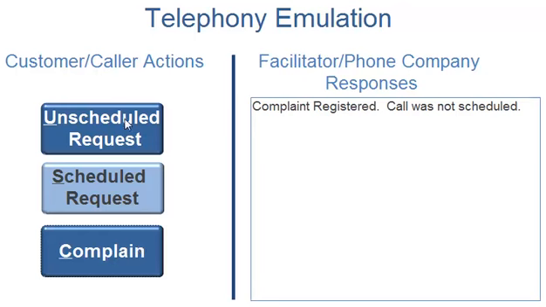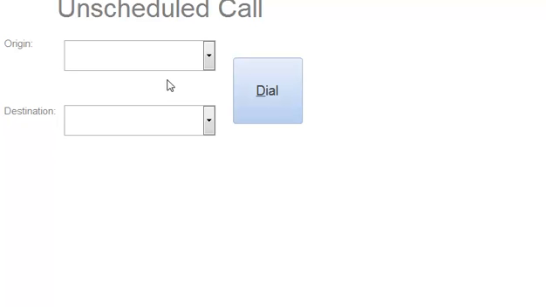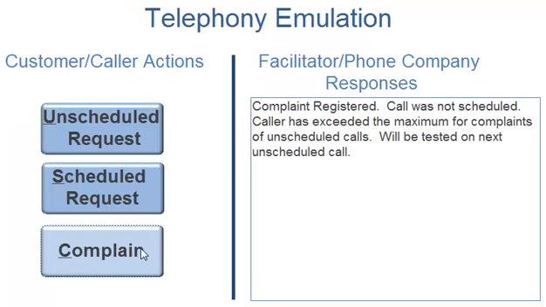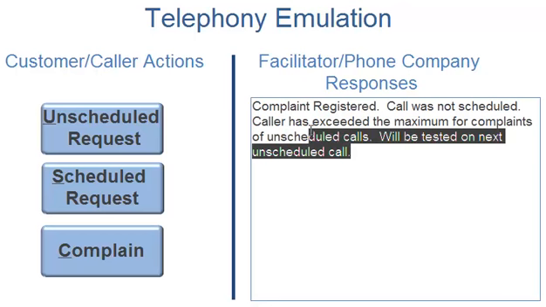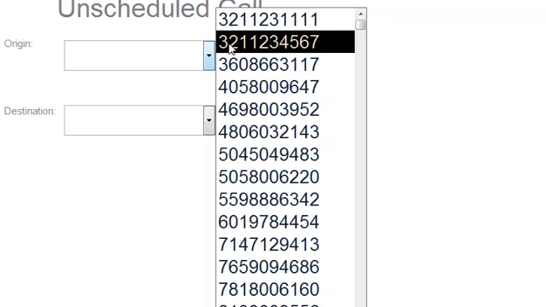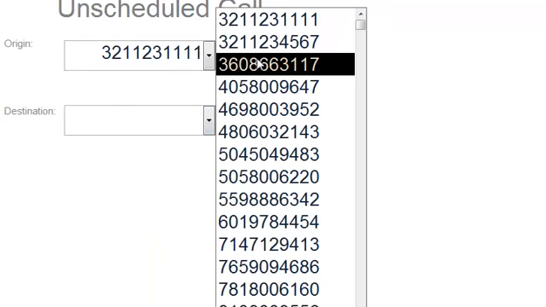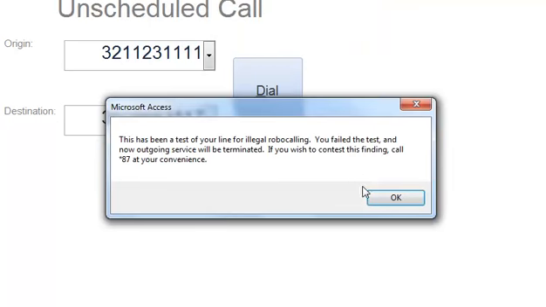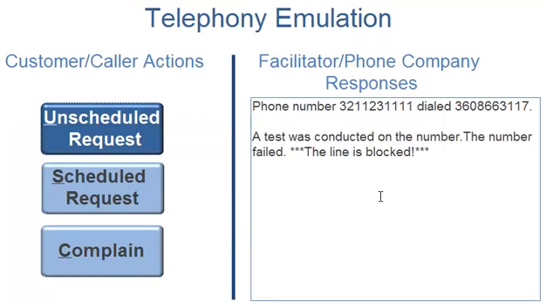A user can complain, but as long as there's no history of complaints, it won't affect the sender. Now let's do another call, but this time from somebody with a history of complaints against them. Once the complaint is registered, you can see that a maximum has been exceeded and the next call will be tested. So let's send another connection request from that number, and you can see that they are tested. Let's fail them, and they lose their service.